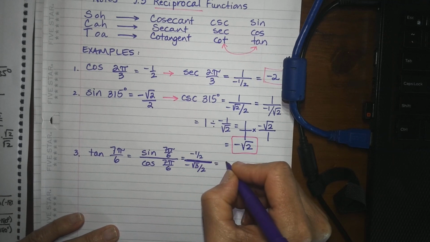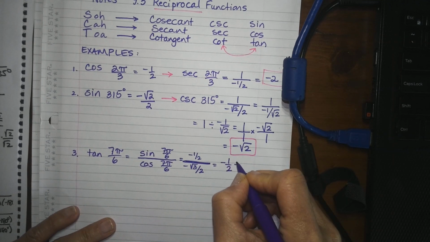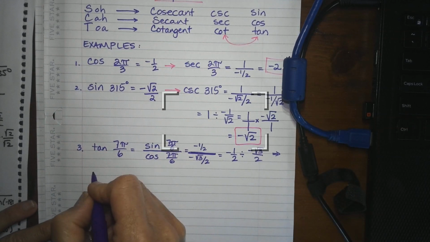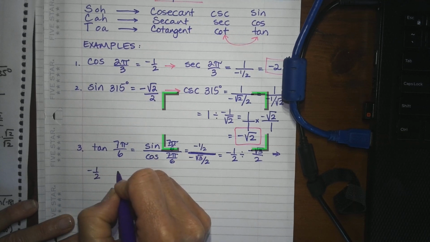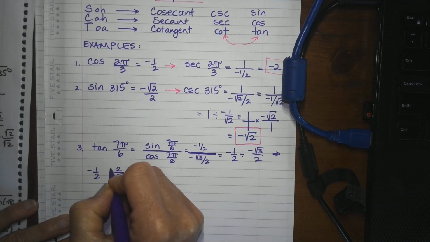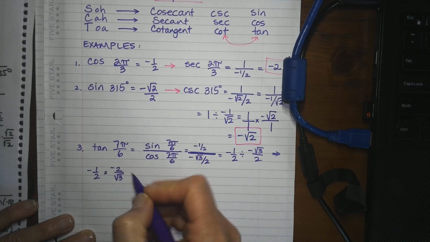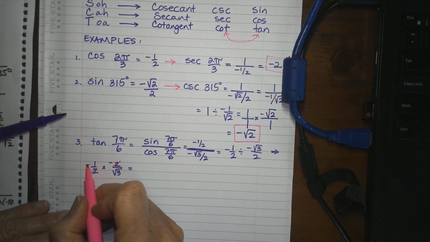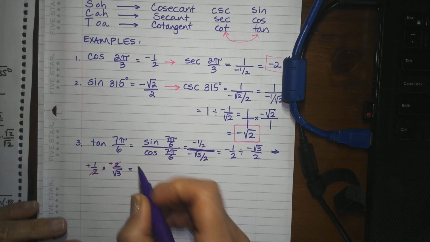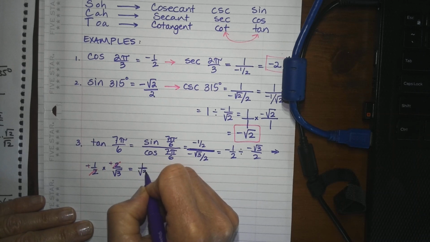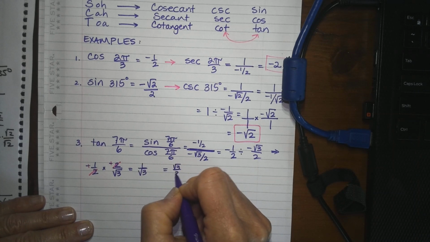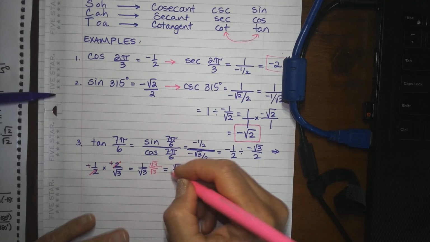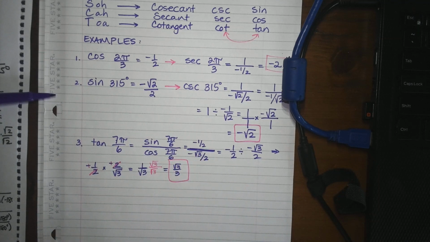But first I'm going to rewrite it. And now I'm going to do my KFC over here. So I keep the first one, I flip the second one, don't forget your negative, and you change the sign. So the beauty here is these 2's will cancel. The negatives will also cancel. You end up with 1/√3, and you know we're going to rationalize that by multiplying the top and the bottom to give us a number that we can use.